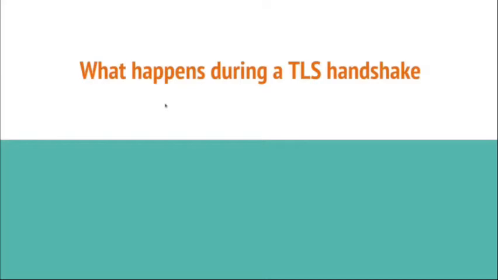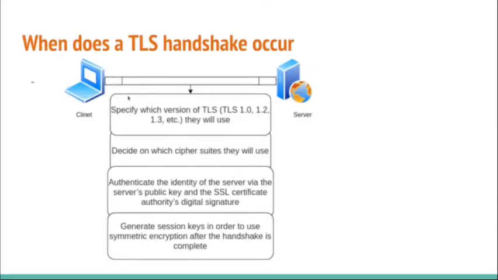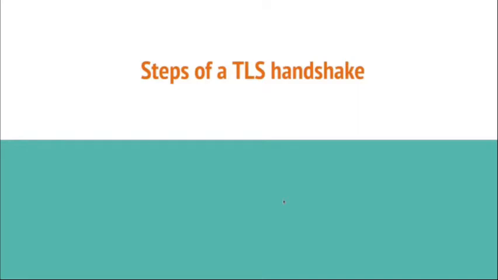So what happens during a TLS handshake? During a TLS handshake, the client and server specify which version of TLS they will use, decide on the cipher suites they will use, authenticate the identity of the server via the server's public key and the SSL certificate authority's digital signature, and generate a session key in order to use symmetric encryption after the handshake is complete. So let's go into details and see what the steps of the TLS handshake are.